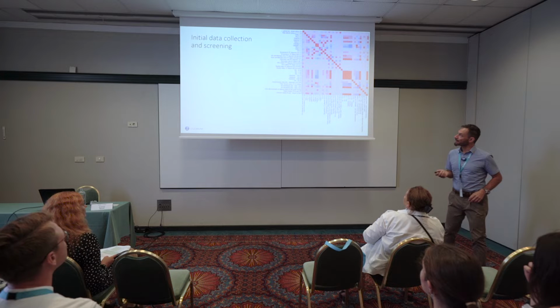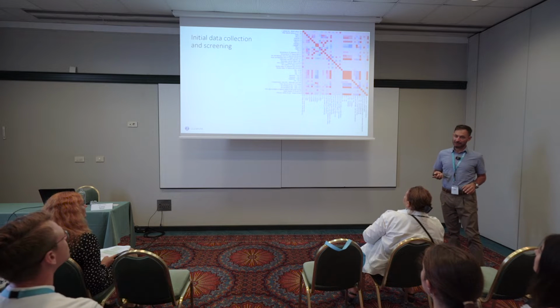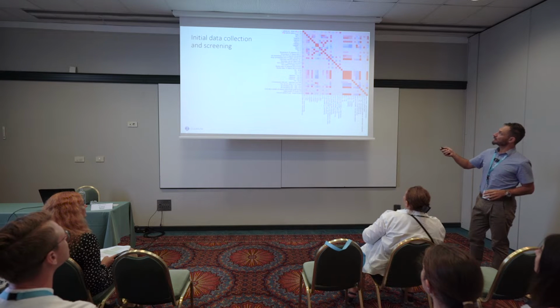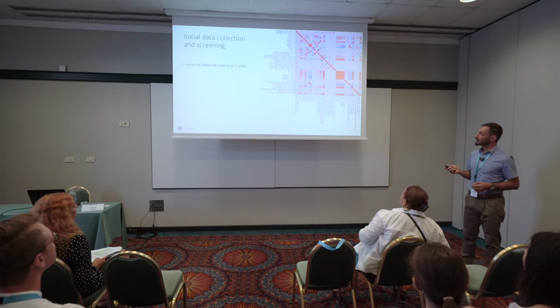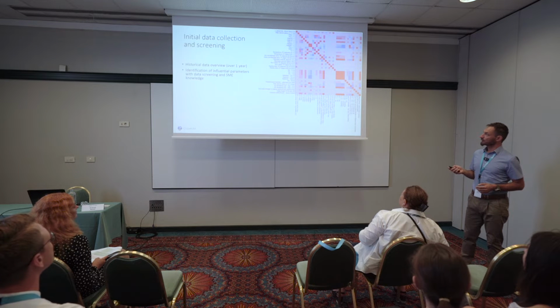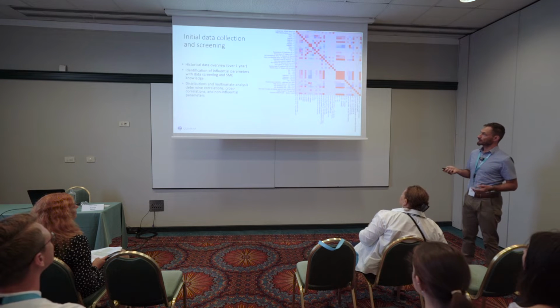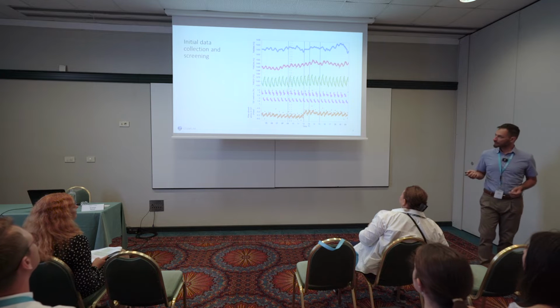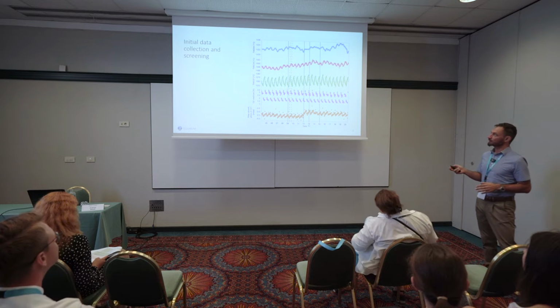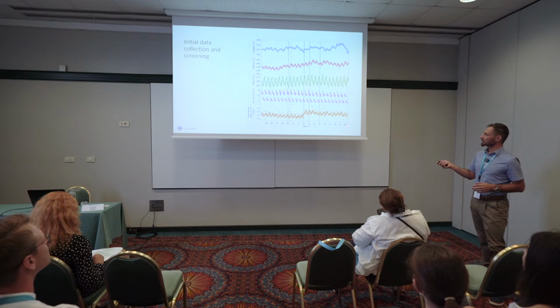Okay. Initial data collection and screening. This matrix is showing you lots of different parameters that are being measured, and we see lots of them are correlated to each other. So we have first reduced the amount of parameters that we will use for modeling by eliminating those that are highly correlated. So we had lots of data, lots of discussions, and so on. And here is an example of process data for a few parameters for 1 day. So this is 24 hours.